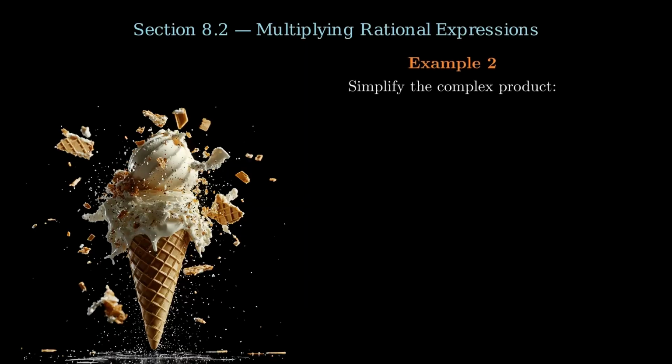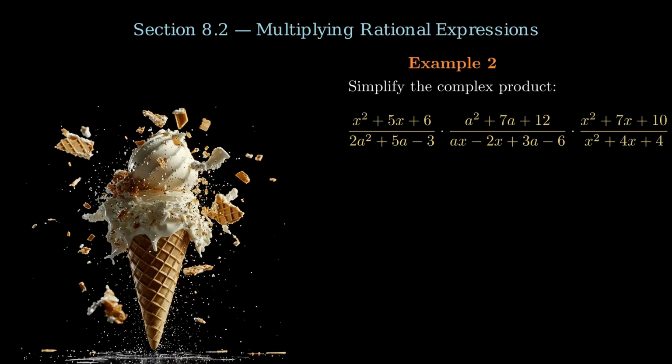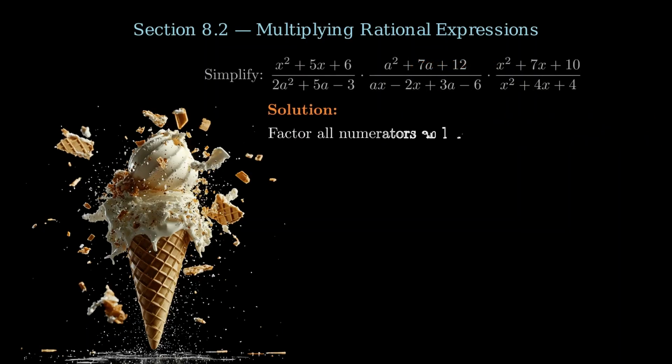Let's tackle a more advanced problem. Simplify the product of these three rational expressions. It looks intimidating, but the strategy remains exactly the same. We will factor every single numerator and denominator first. To solve this, let's factor each part step by step.